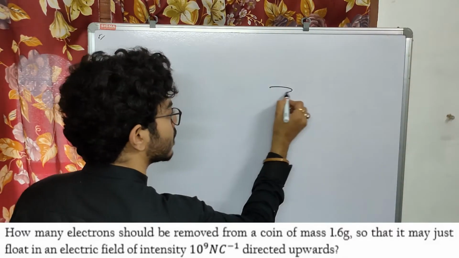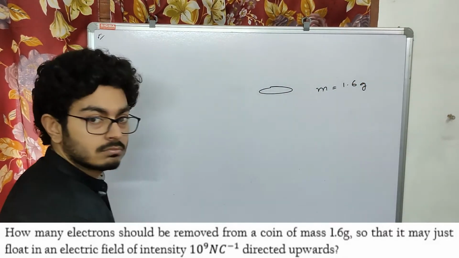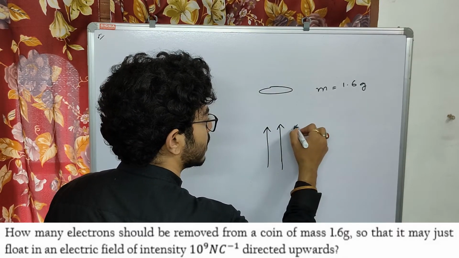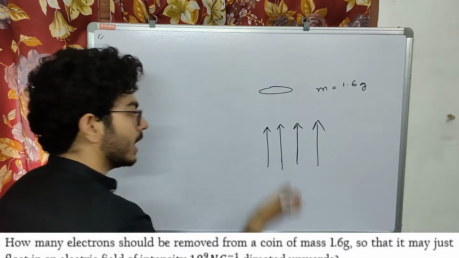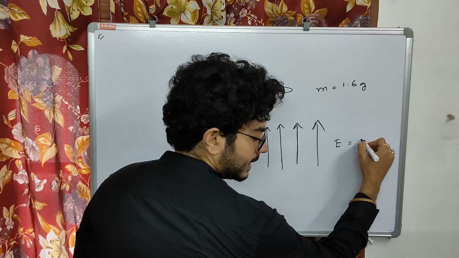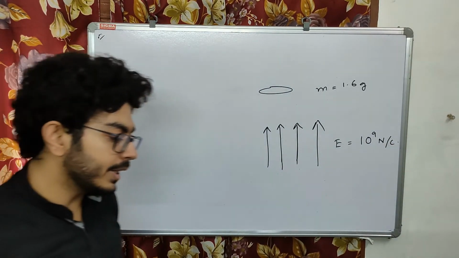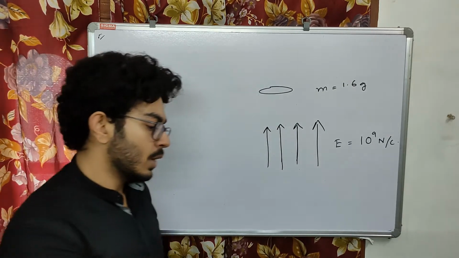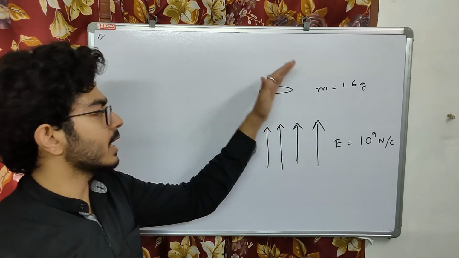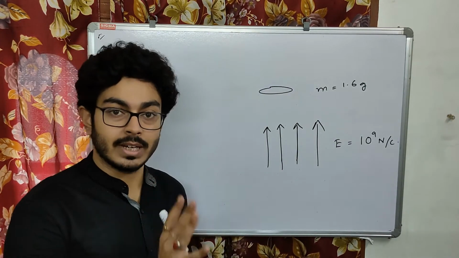So this is the coin. What is the mass of this coin? Mass of this coin is 1.6 gram. Now the electric field is directed upward. How much electric field intensity is given? Electric field intensity is given as 10 to the power 9 Newton per Coulomb, directed upward. So how many electrons should be removed such that this coin of mass 1.6 gram can remain floating in this electric field? So why will this float? First we have to get this in your mind.